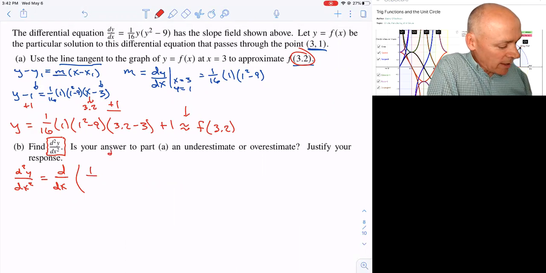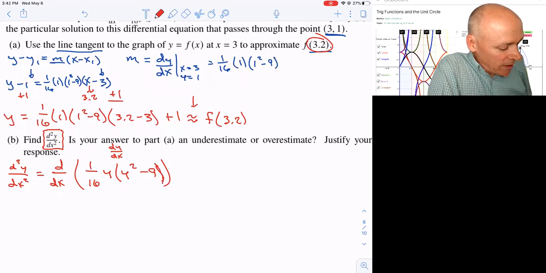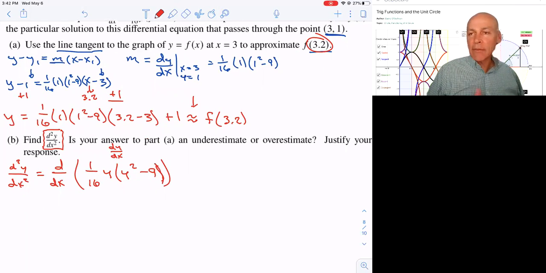what dy/dx is. And I'm just writing that out. 1 over 16 y times y squared minus 9. Okay, if I just dive into that the way it's written right there, I'd have to use product rule, okay? Which, you know, I don't mind it. I'm not afraid of the product rule. I like product rule as much as anybody. But if I can just do a rewrite to where I'd just have to use power rule and chain rule, I'm good to go.